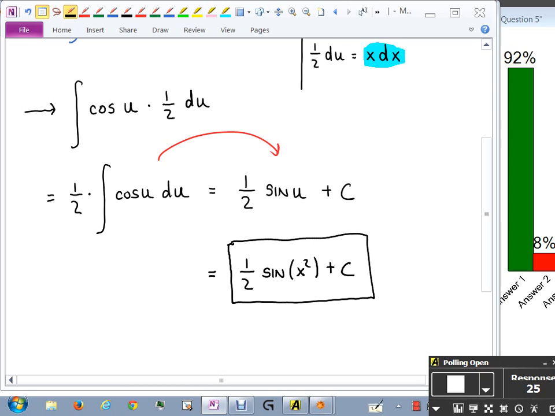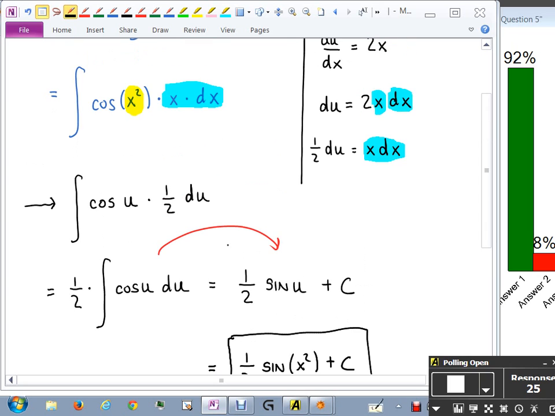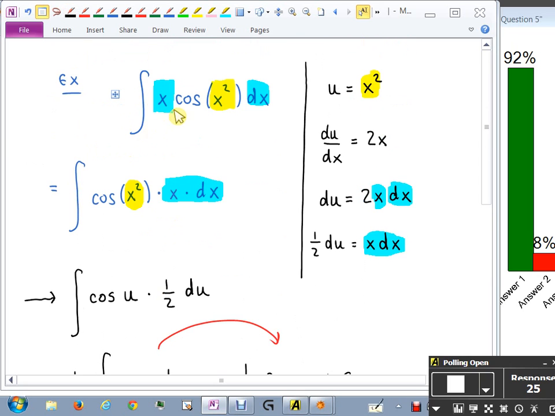And could you check it? Yes. Forget the 1/2. What was the derivative of sine of x squared? We did it earlier. It was 2x cosine x squared, and then put the 1/2 there, and that kills off that 2, so you just get x cosine x squared, which is the original problem.